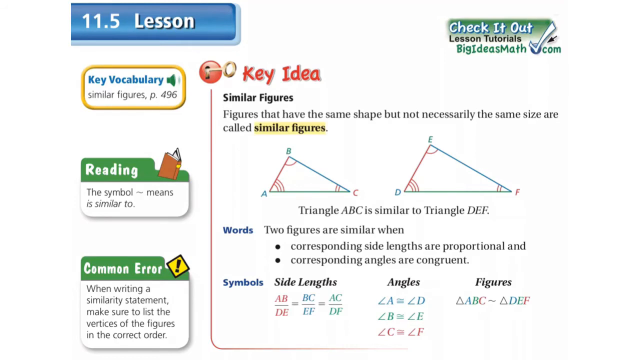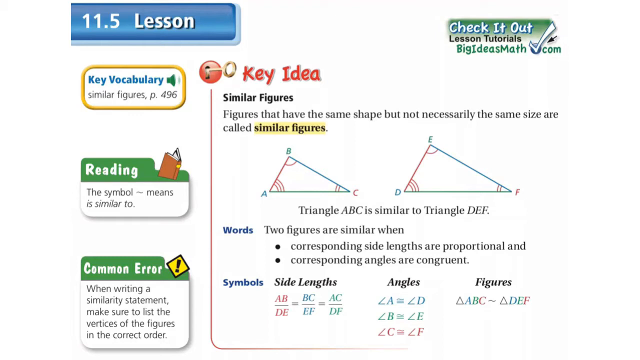Okay, this is lesson 11.5 where we're talking about similar figures. Figures that have the same shape but not necessarily the same size are called similar figures. So triangle ABC is similar to triangle DEF. Now when it says same shape, it doesn't mean, well, they're both triangles. They have to have the same angles here.